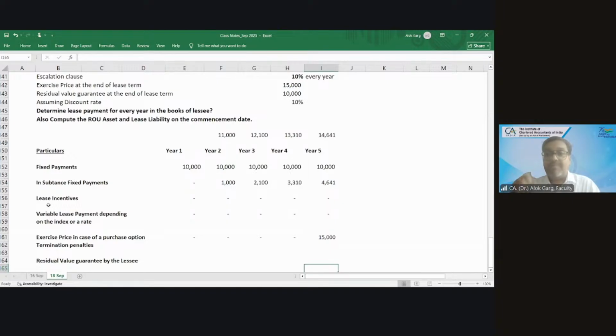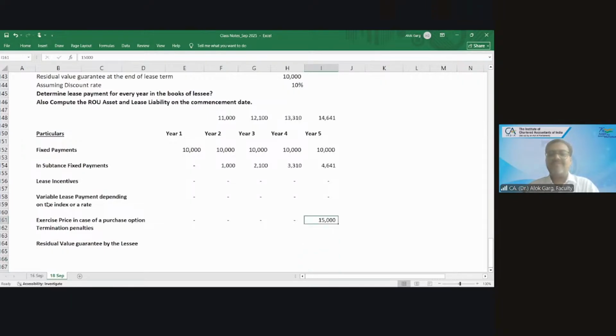Why is this placement important? Why does this lease payment have to be computed year on year? Because we do a time value of money computation, because we'll do present value calculation. That is why it is very important. If I put 15,000 in the first year, the present value is much higher than the present value of a payment made at the fifth year.